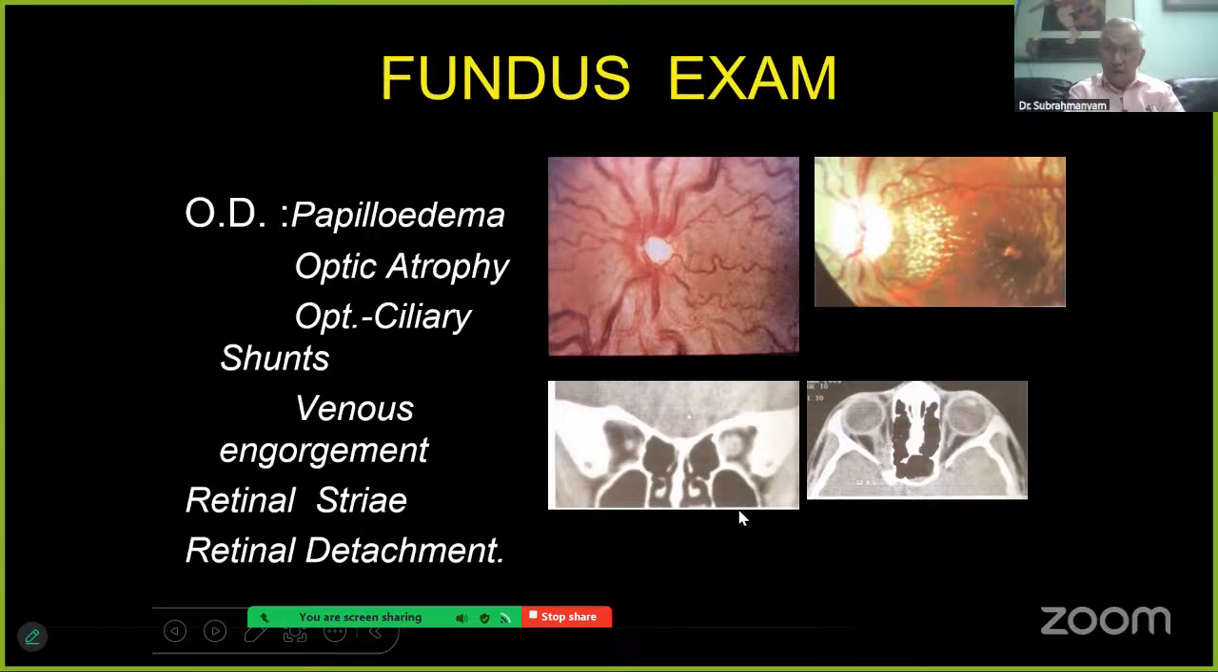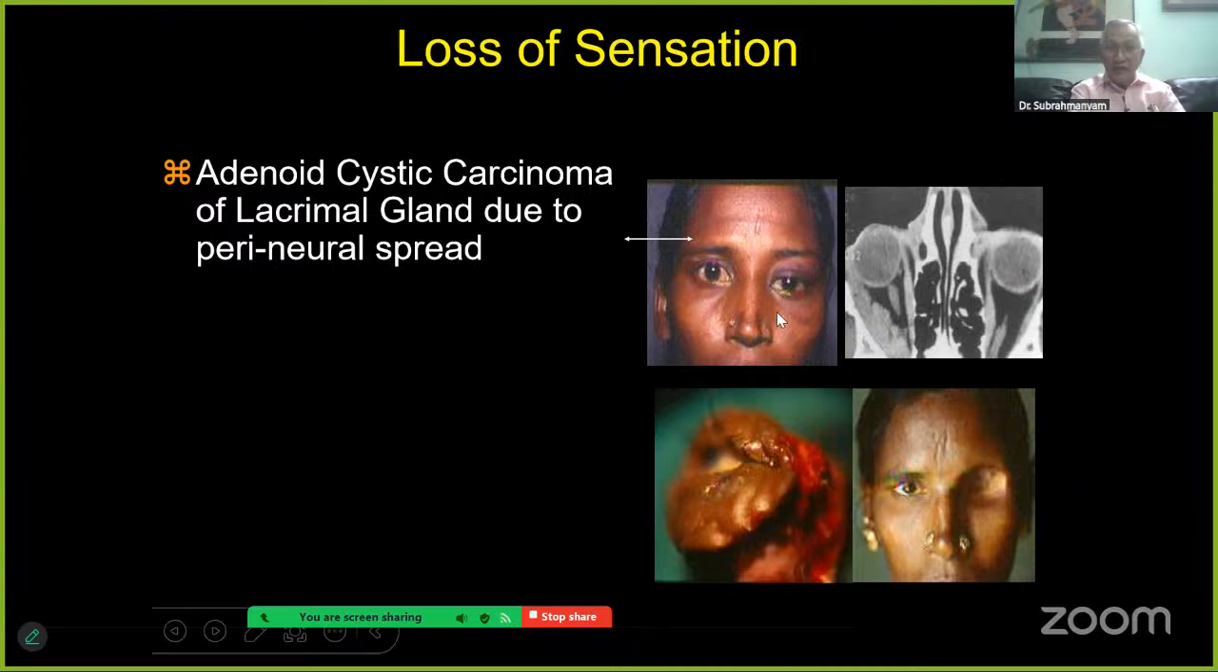Yes, I have only one case in my entire life so far. Retinal striae, retinal detachment. For all these things, you have to do the fundus examination. Loss of sensation, you look for, especially in case of lacrimal gland tumors with eccentric proptosis, eyeball pushed down and up. Look for it on the temporal side especially and the medial side.